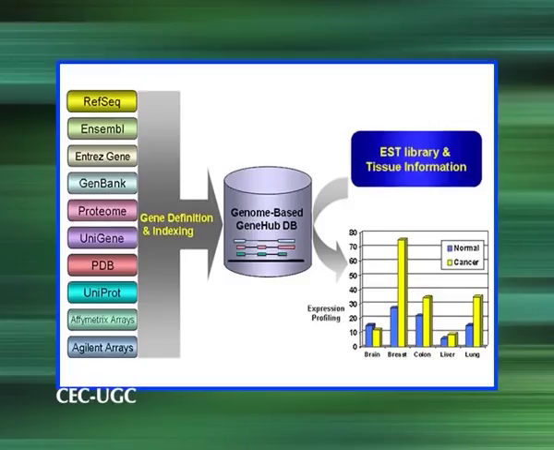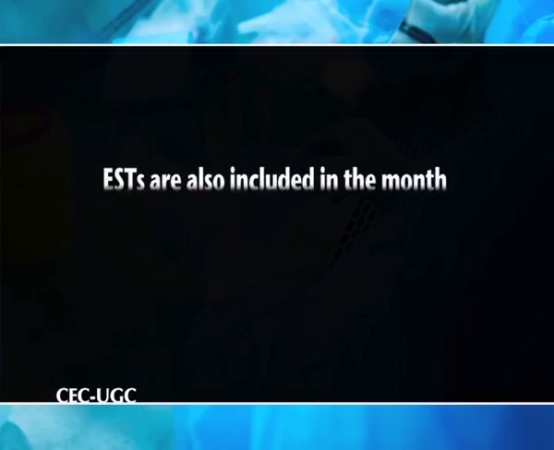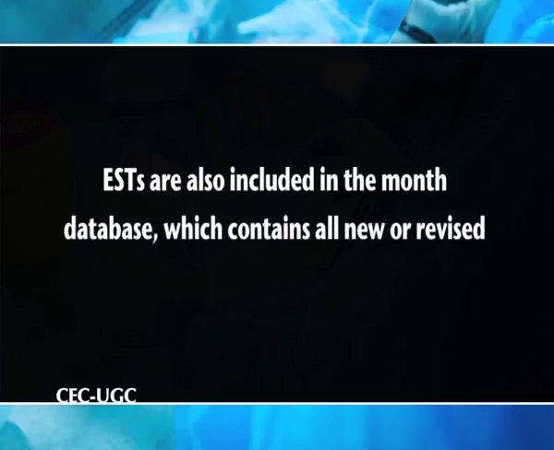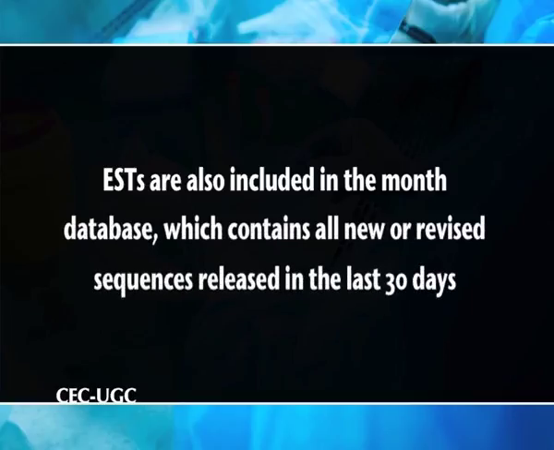To search against ESTs, select the dbEST database, or for a specific organism, the mouse ESTs, human ESTs, or other ESTs database. Note that ESTs are also included in the month database, which contains all new or revised sequences released in the last 30 days.